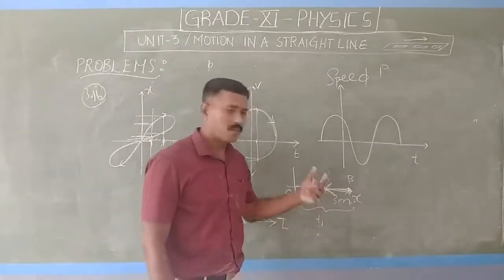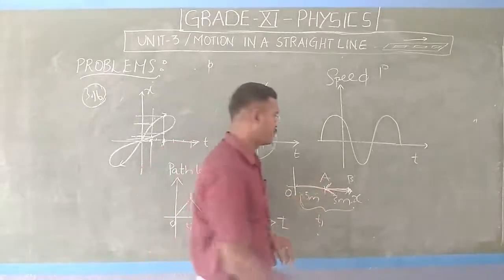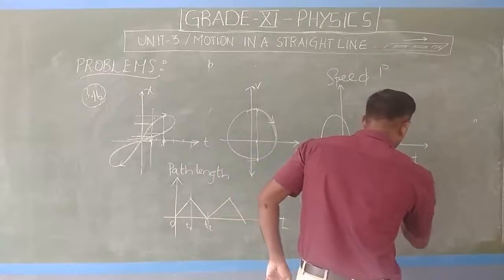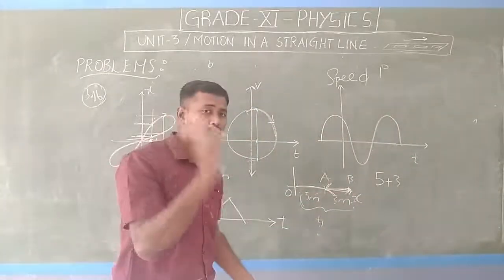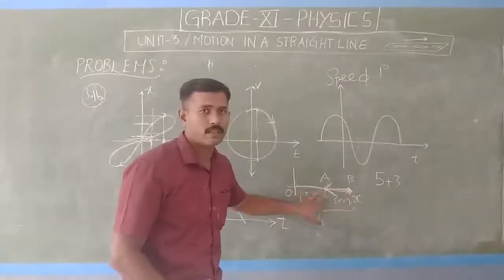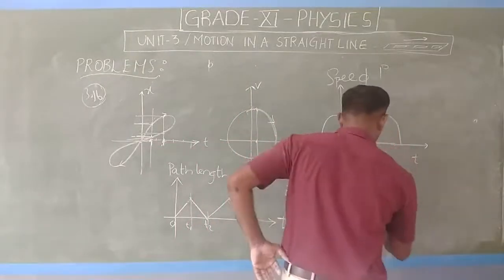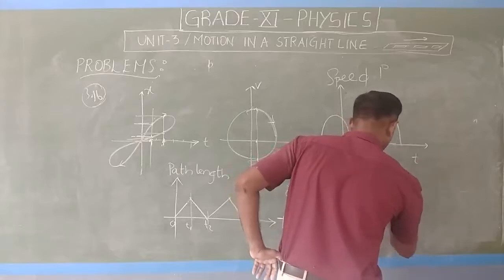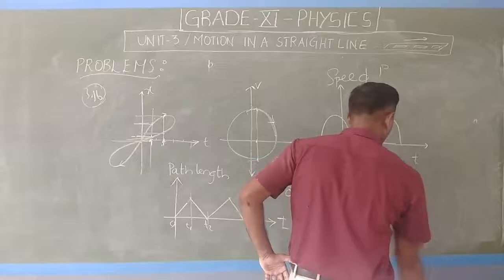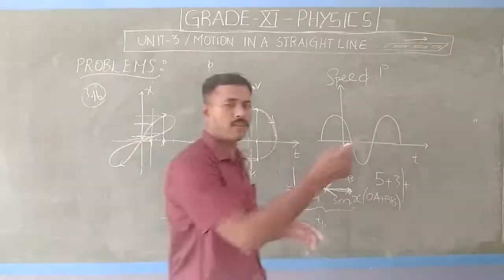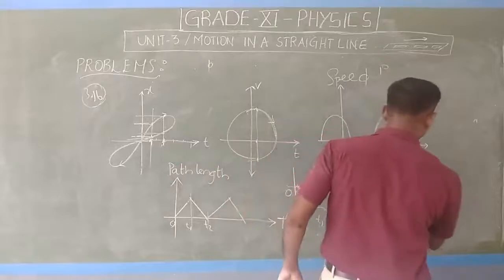It is not 5 plus 3 minus 3. Initially we write 5 plus 3 as the first path length. And after traveling from B to A, this is OA plus AB. Now if I travel from B to A, I should not put minus here.